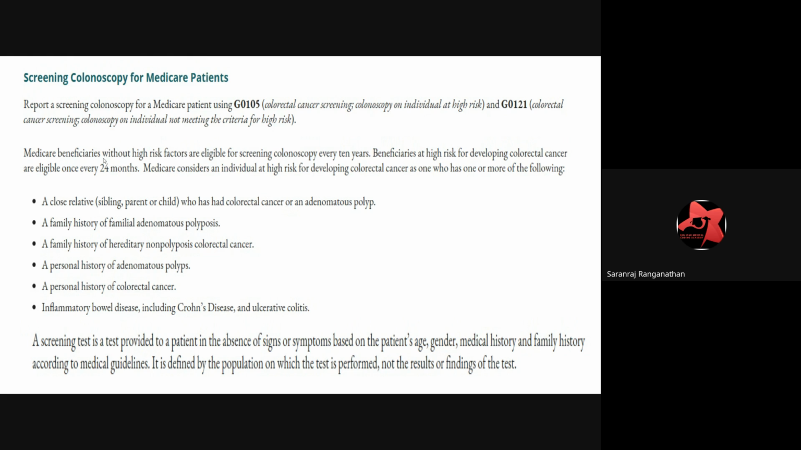So Medicare beneficiaries without high risk factors are eligible for the screening colonoscopy every 10 years. Then beneficiaries at high risk for developing colorectal cancer are eligible only every 24 months.